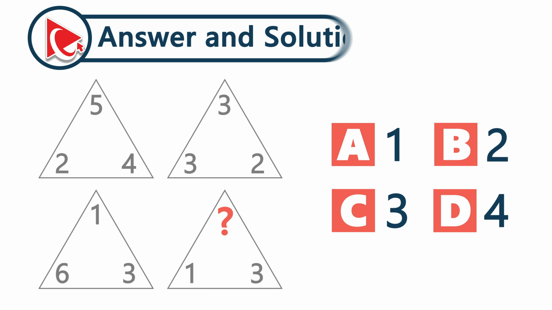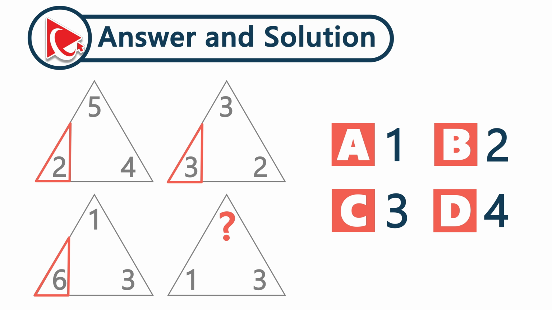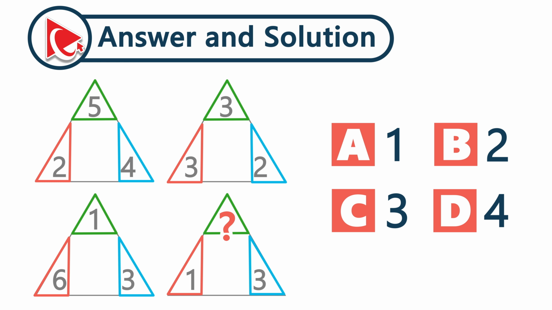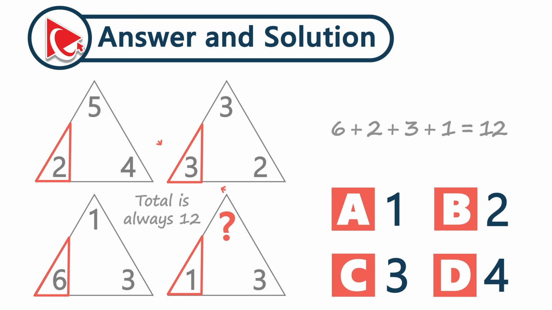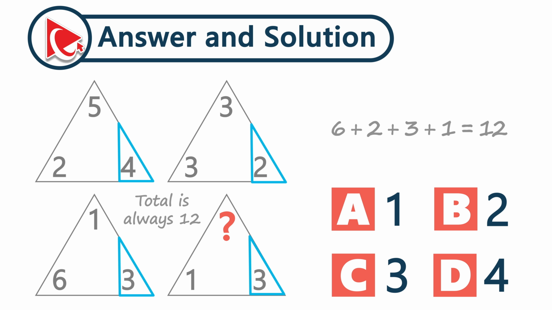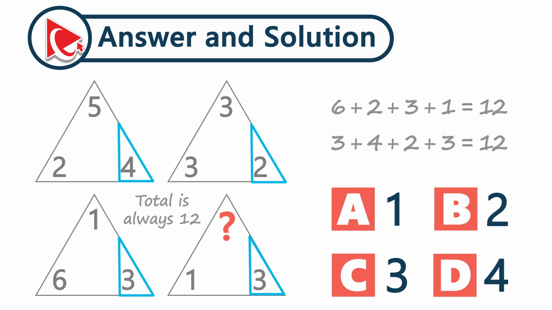The trick here is to compare the numbers in the same positions across all 4 triangles, rather than solving each single triangle separately. When you add the numbers from each matching corner position, the total is always 12. Let's confirm that. Let's start with the bottom left corner. 6 plus 2 plus 3 plus 1 equals 12. Let's do calculations in the bottom right. 3 plus 4 plus 2 plus 3 equals 12.